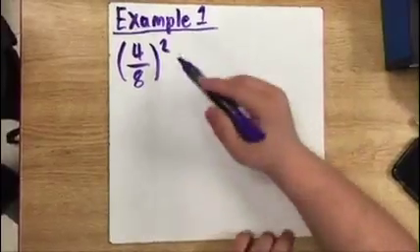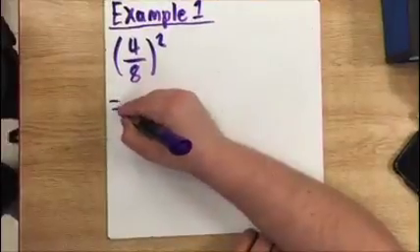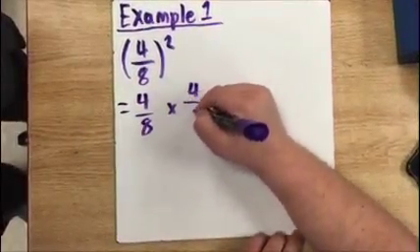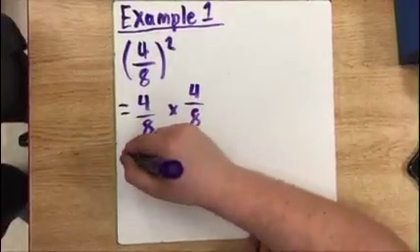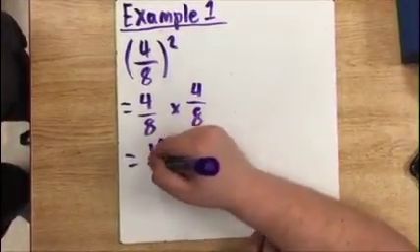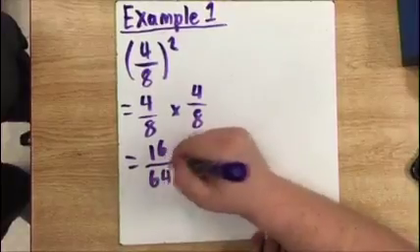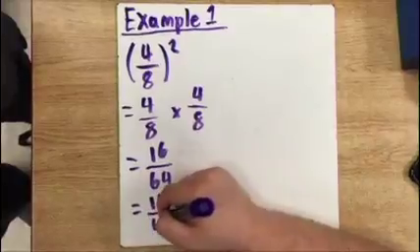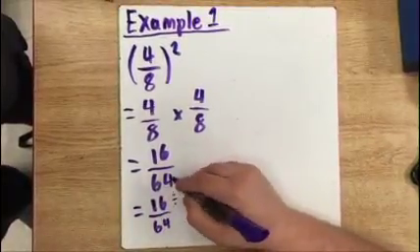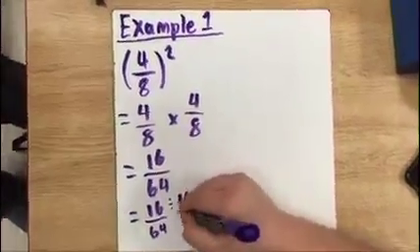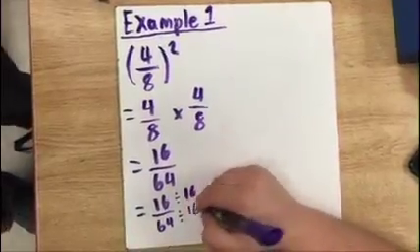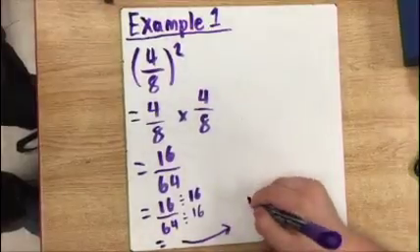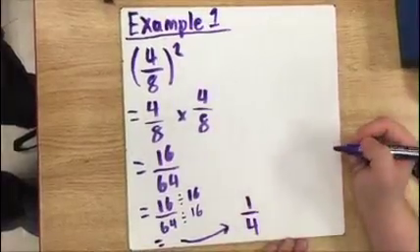In this example, we're going to do fractions with exponents. Squared is basically 4 over 8 times 4 over 8. You do not have to find a common denominator, but in this case we already have one. So that will be 16 over 64. Now we have to simplify. To simplify this, we're going to divide by 16 on each side, or on the top and the bottom. And this will give us 1 over 4.